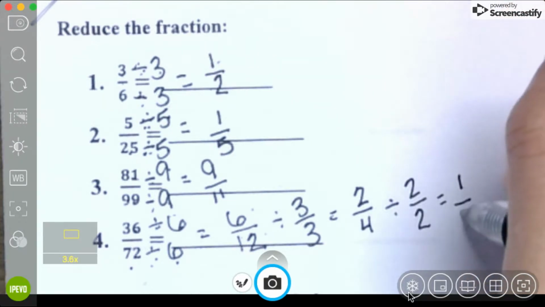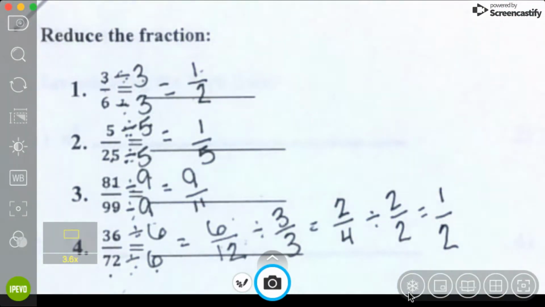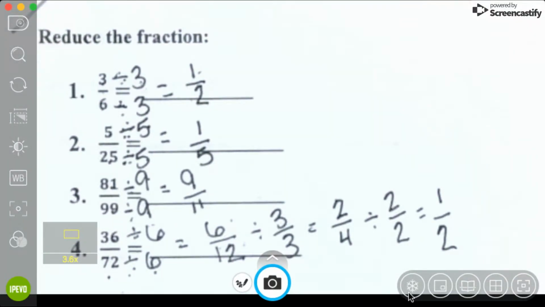So basically all I'm doing is getting to a point where I can't divide anymore, right? When I got here, they both still had a number that I could divide by. When I got here, they both still had a number that I could divide by, okay? So that's what we're going to kind of keep in mind as we move on to the next part.